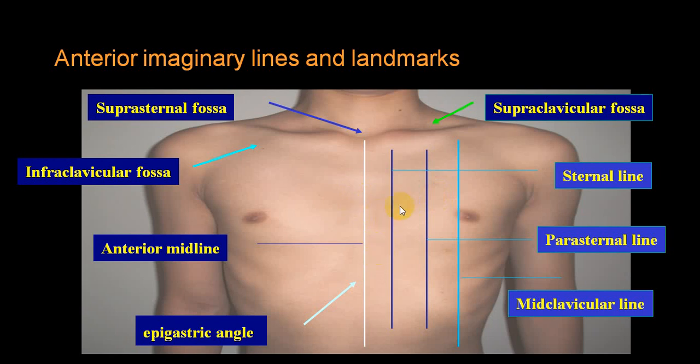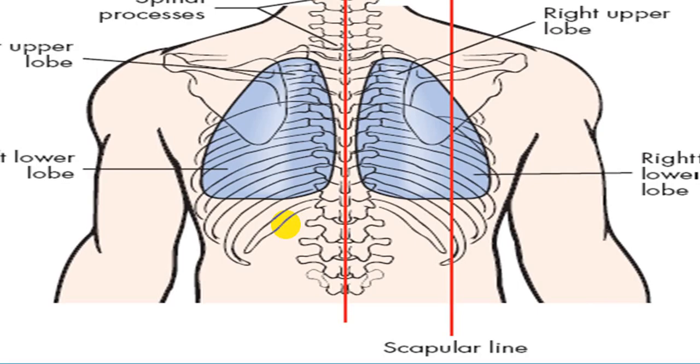This will be the parasternal region, parallel to the sternum. This will be lateral and this will be medial, medial to the mid clavicular line. This is the supraclavicular fossa, this is the infraclavicular fossa. So depending upon that you put the different anatomical landmarks.